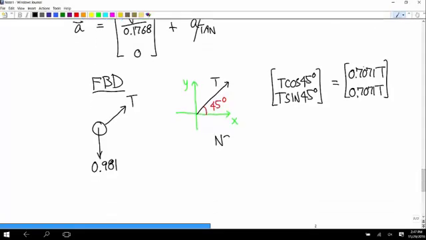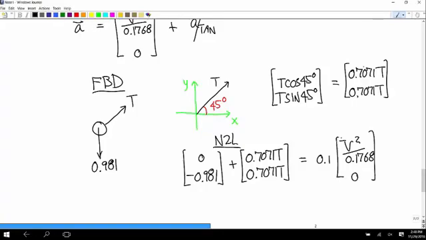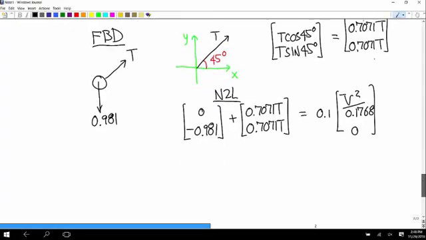And now we can go to Newton's second law. We have the downward force of 0.981, so 0, negative 0.981, plus the cable force, 0.7071 T, 0.7071 T. And that's equal to the mass times the acceleration that we know. Well, we don't know v yet, but once we know v, we'll know it completely. So v squared over 0.1768, and then 0 for y. And what we're trying to solve for is T and v.